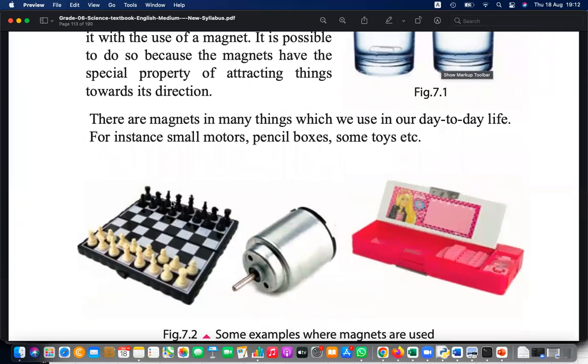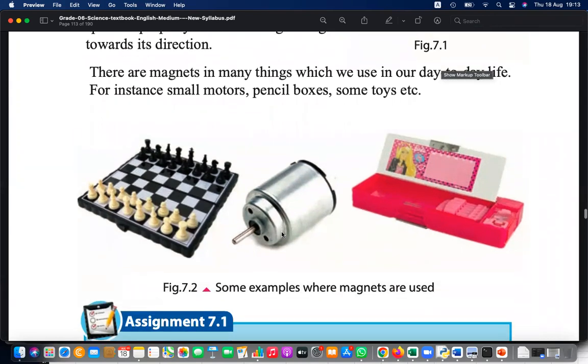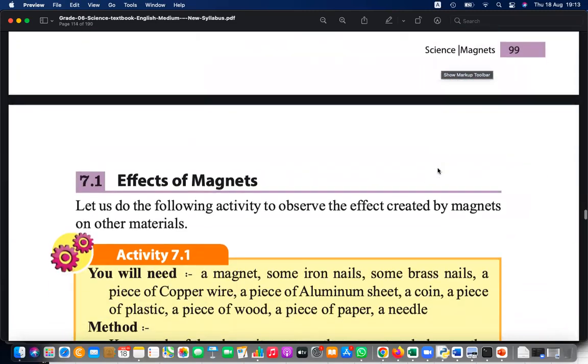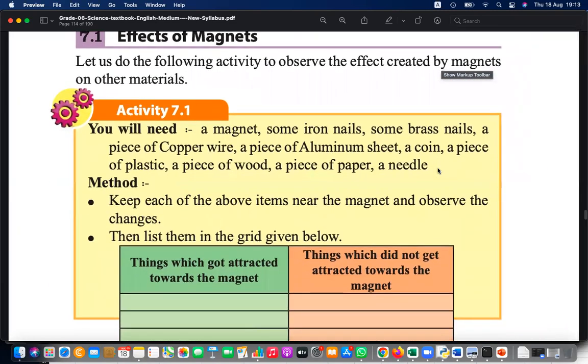Have you seen this chessboard? They are using magnets. On the backside of each of these pieces you can see a small magnet. And the board is also a magnet, so the pieces attract to the board. This is a DC motor, and this is a pencil box. In all three places, you can see magnets are used. Okay, effect of the magnet: magnets can attract magnetic elements, right?